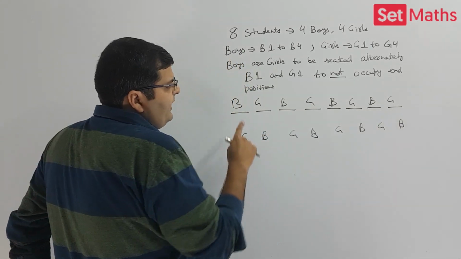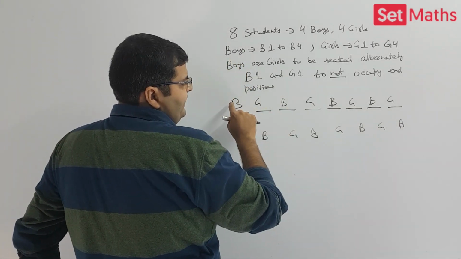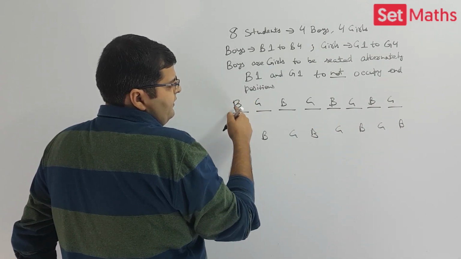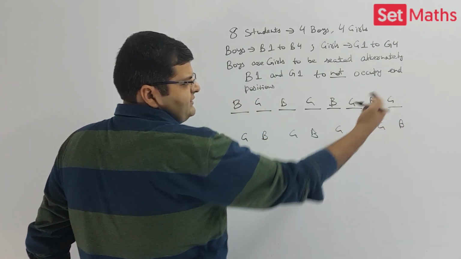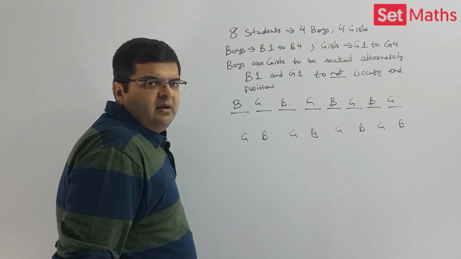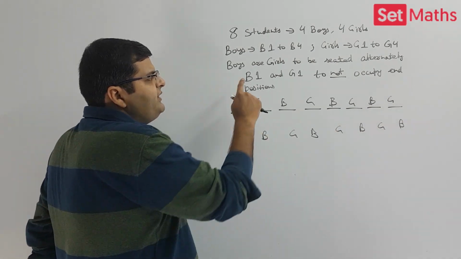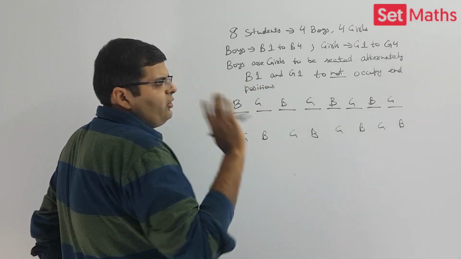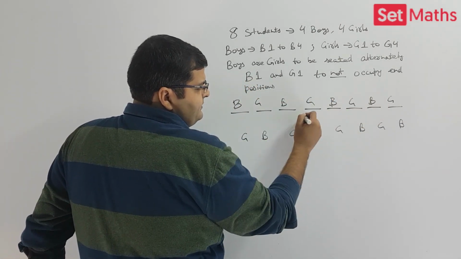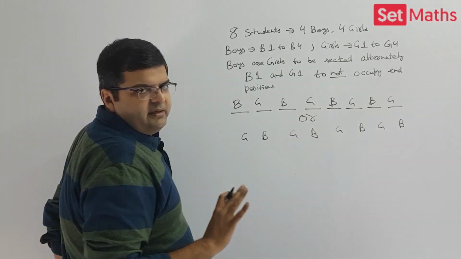Okay. If you look at it here, in both the scenarios we are getting B and G at the extremes. Over here the boy is on this extreme, the girl is on this extreme. In the second scenario, the girl is at this extreme, the boy is at that extreme. What we want is we do not want B1 and G1 to occupy those. So either we will have this kind of arrangement or we will have this kind of arrangement.